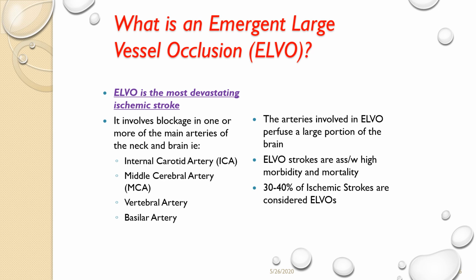30 to 40% of ischemic strokes are considered ELVOs. So that shows you the scope of the problem here. We don't want 95 shut down. We want blood flow to our brain. We want to keep that open as long as possible.